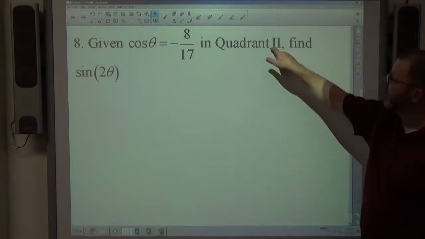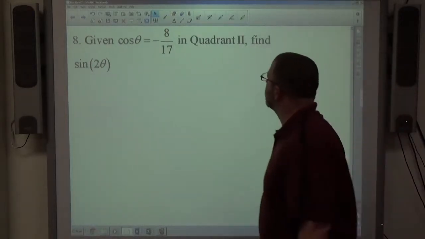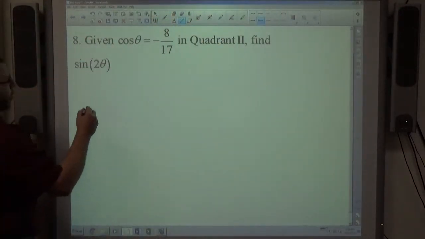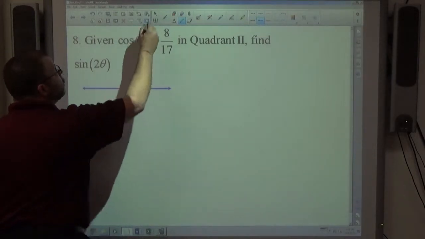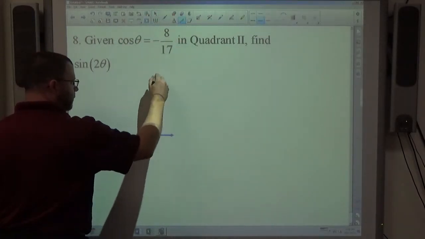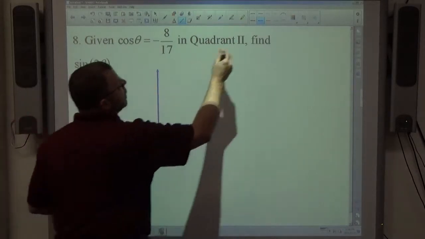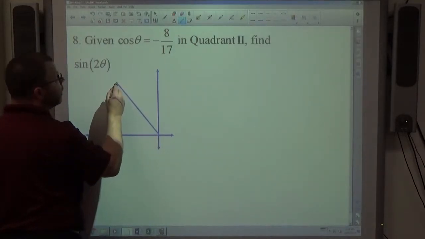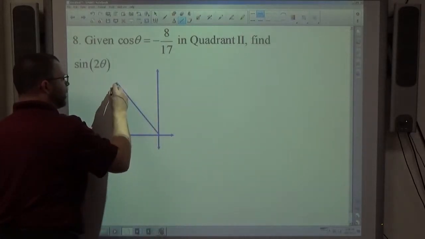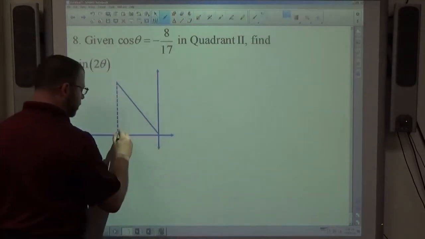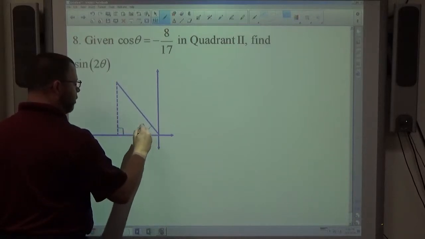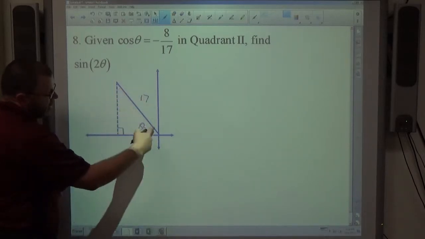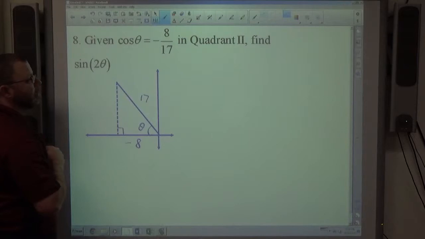Number 8, cosine of alpha is negative 8/17 in quadrant 2. So very much like problems number 4, 5, and 6. They're giving us information about an angle. They're telling us what quadrant it's in, so I want to draw that angle. So it's in quadrant 2. So I draw quadrant 2 rather prominently here. And I put a vector out into quadrant 2 like so, and we draw straight down to the x-axis like so, and we put the right angle there. The angle we're dealing with here is called theta. The cosine is negative 8/17, so adjacent 8, hypotenuse 17. The hypotenuse is always positive, we're going left, that's negative, there's your negative 8/17.